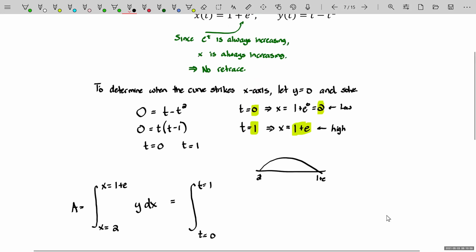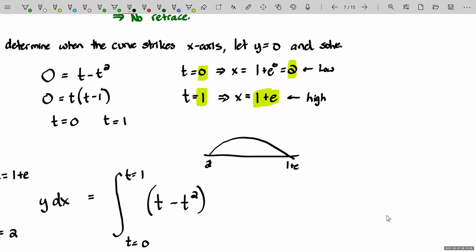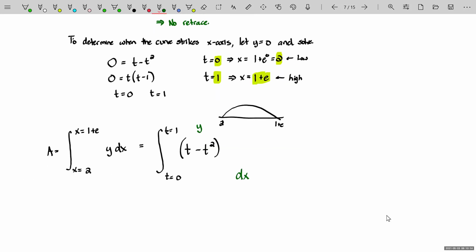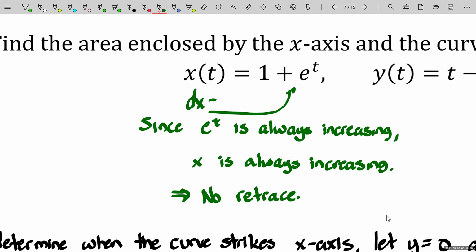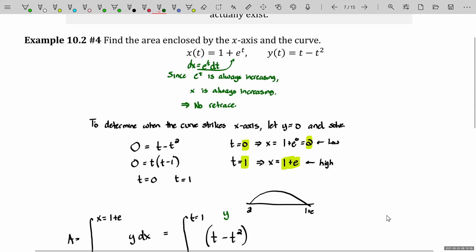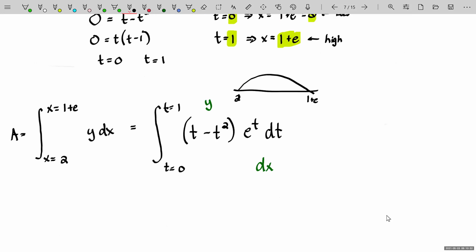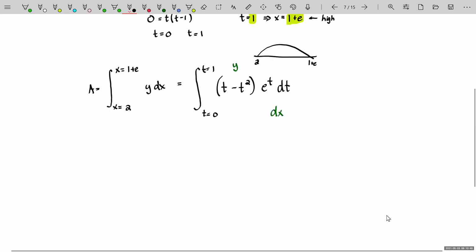y is t minus t squared. That's what y is. And dx is the differential of x right up here. dx is just going to be e to the t dt. It's the derivative of that right-hand side, dt. So we'll have, write this in, e to the t and then dt. And you would integrate that to find the area underneath the curve from time 0 to time 1. It's actually not going to be bad. And in fact, a good review for your final exam. Anyway, it's a by parts integration.